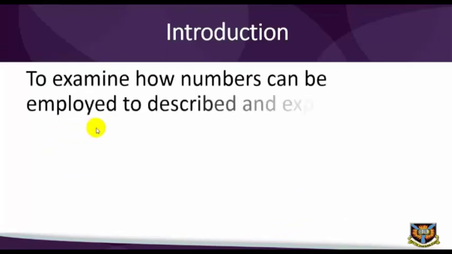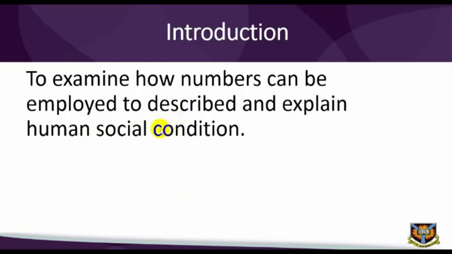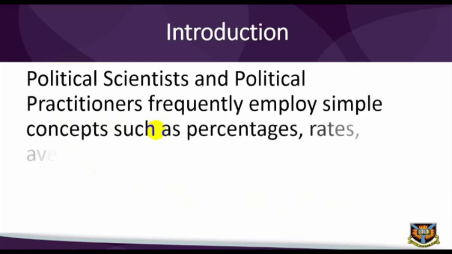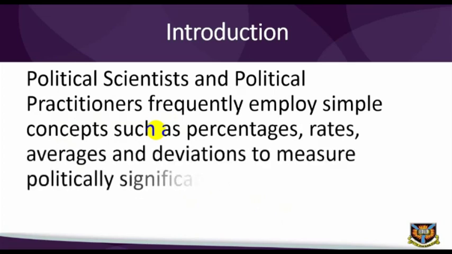Introduction. In this lecture, we want to examine how numbers can be employed to describe and explain human social condition. Political scientists and political practitioners frequently employ symbols such as percentages, rates, averages, and deviations to measure politically significant phenomena. This lecture will attempt to equip the student with the skill of supporting their argument with numerical facts and figures in reaching out to their audience.